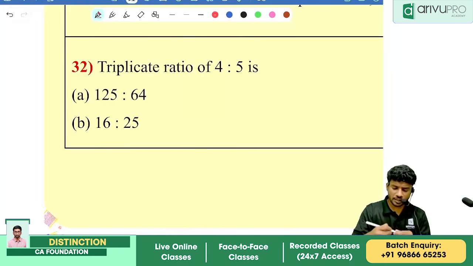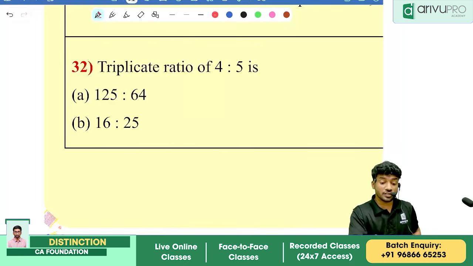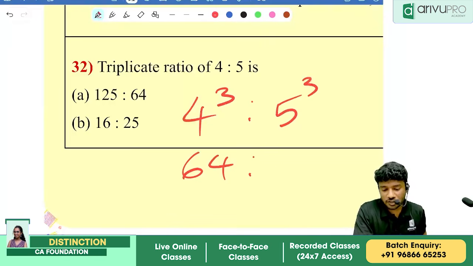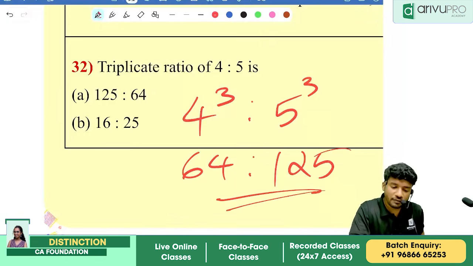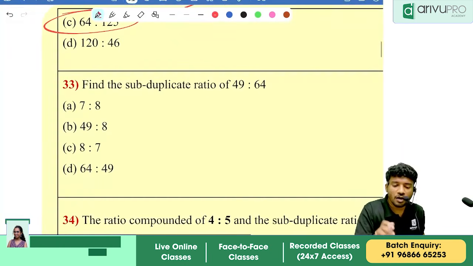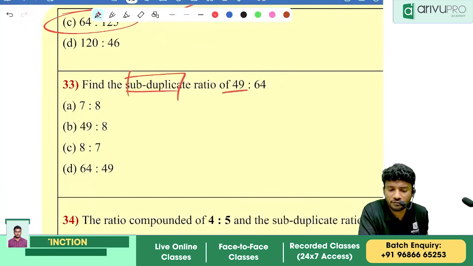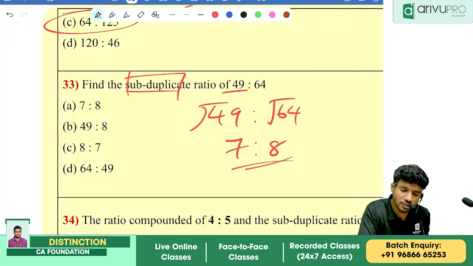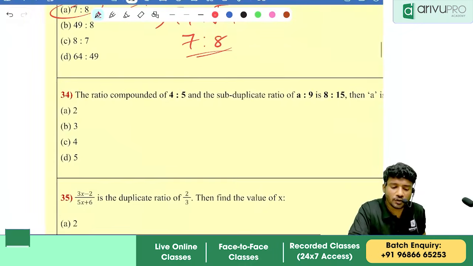What is the duplicate ratio of triplicate ratio of 4:5? 4 cube is to 5 cube, which is how much? 64 is to 125. Which option is the answer? Option C is the answer. Find the subduplicate ratio of 49 is to 64. 7 is to which option? A. Now the next question.